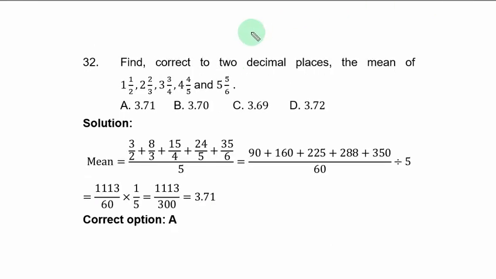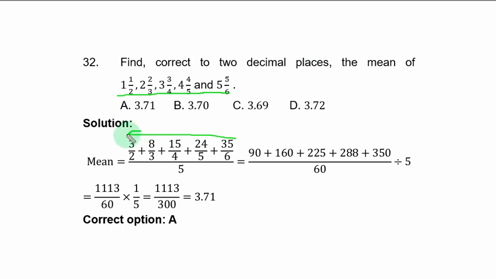Question 32. Find correct to 2 decimal places the mean of 1 whole number 1 over 2, 2 whole number 2 over 3, 3 whole number 3 over 4, 4 whole number 4 over 5, and 5 whole number 5 over 6. The mean is simply the addition of all the given fractions divided by 5, the number of fractions. So if you convert the fractions to improper fractions, you have it in the numerator. Divide by 5, the number of fractions.